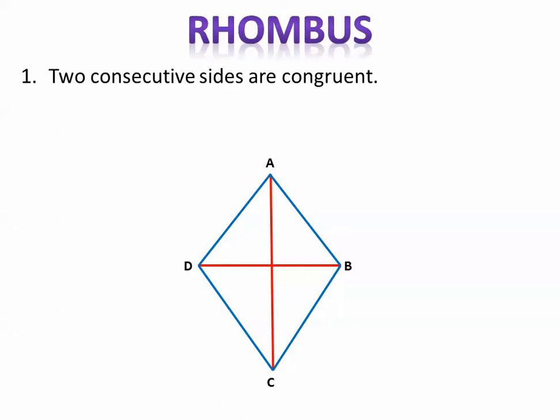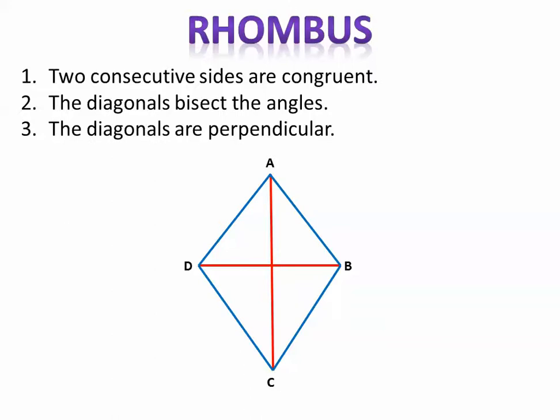Now, when you have a rhombus, two consecutive sides are congruent, okay? And by the way, they're all congruent. And the diagonals bisect the angles. Remember, when you bisect, you're cutting something into two equal parts. And then the diagonals are also perpendicular.